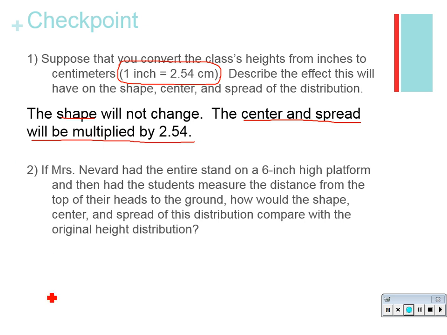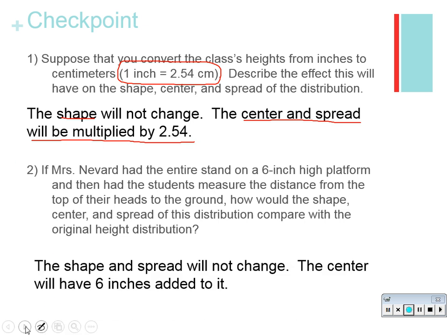And when I do that, remember what happens when you add. The shape and the spread will not change, because those don't change when you add, but the center will have 6 inches added to it.